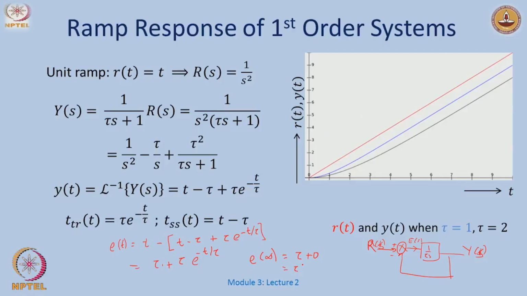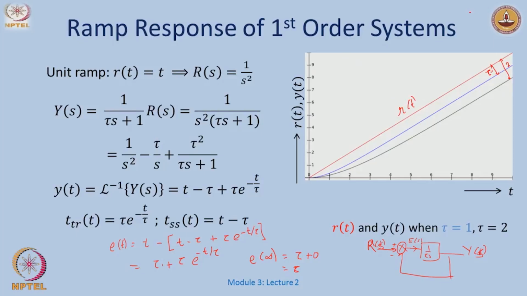So nothing will change here; tau plus 0 is tau. Now, what does this mean? This is my R of t, my reference signal. As t goes to infinity, I am not touching this signal, but I am at a distance of tau, which is 1 in this case. Here I am at a distance of 2. So there is a steady state error here, which is governed by this number tau. The smaller this number, the smaller the steady state error. So what I conclude is that a first order system, if it has a ramp, will have some steady state error.